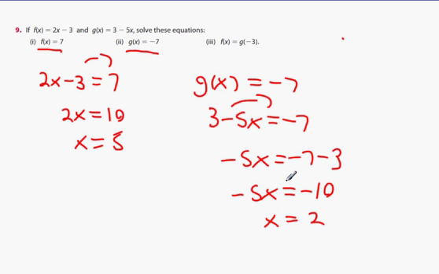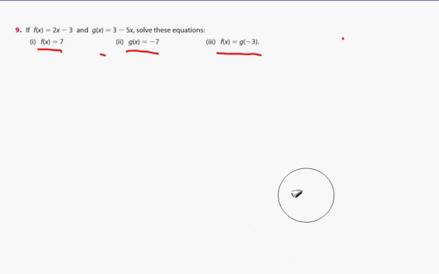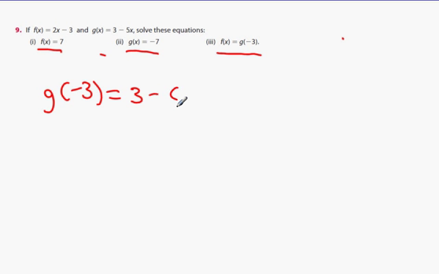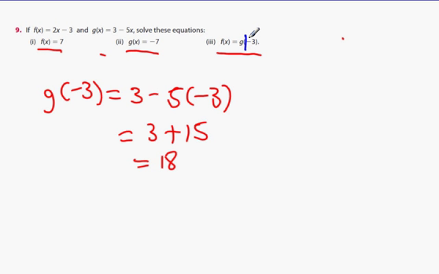Finally, f of x, what is the input of x when the output is the same as the output of g of minus 3? Step 1, find g of minus 3. Find the output of g when its input is minus 3. Replace the input with minus 3. So 3 minus 5 times minus 3. Minus 5 by minus 3, anybody? Plus 15. 3 plus 15, 18. The question now becomes f of x equals 18.